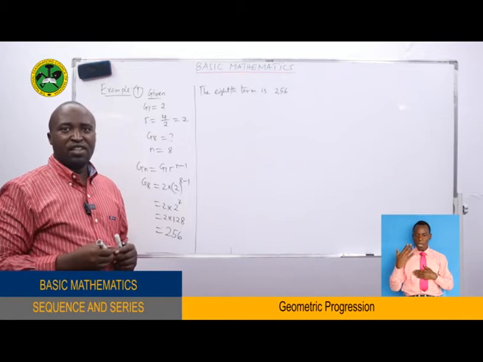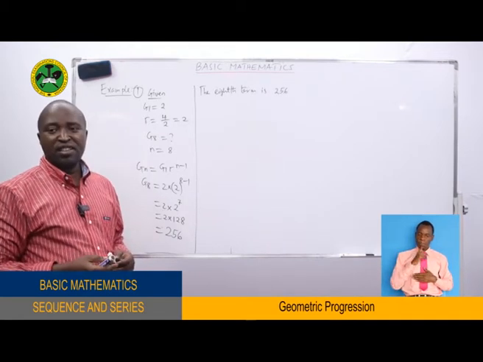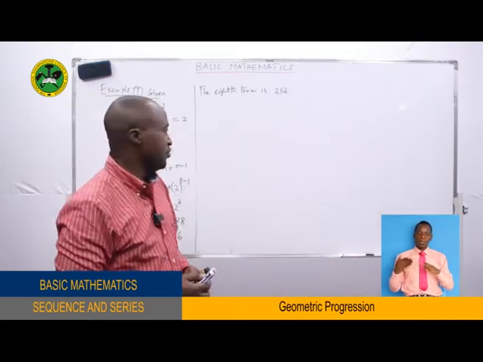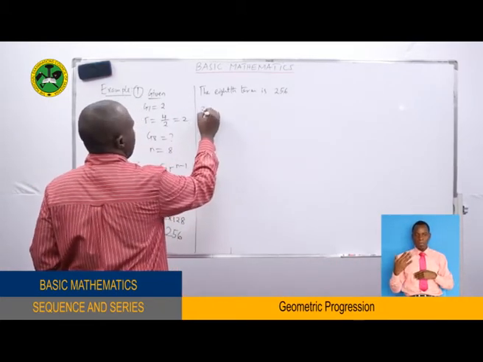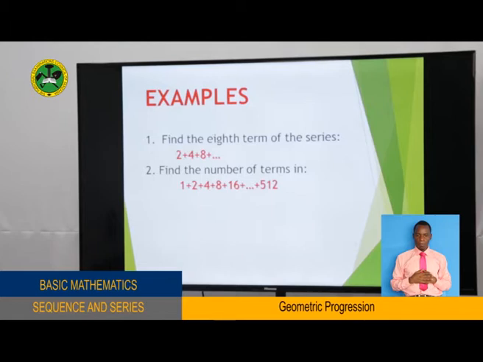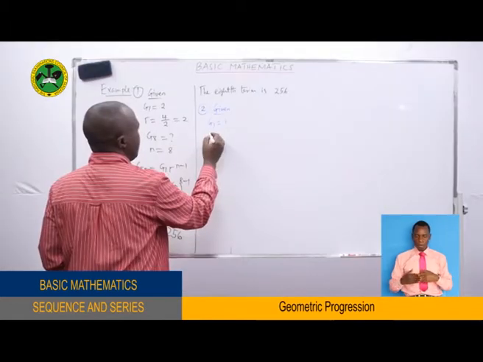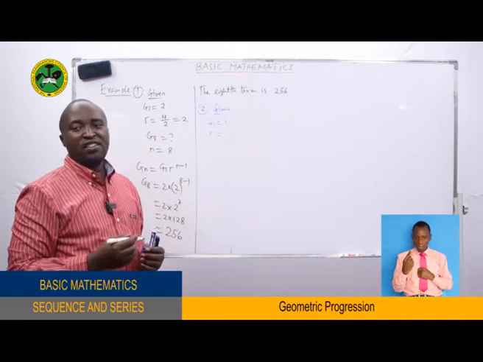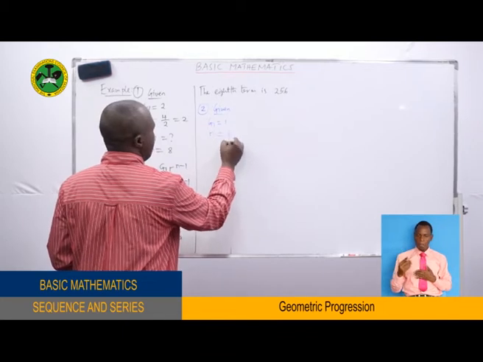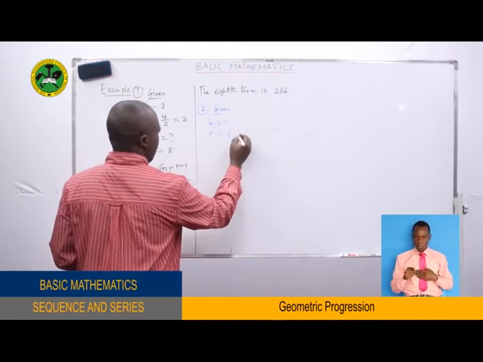So students, I hope we are together. Let us proceed with the second example. This time we are supposed to find the number of terms in the series, that is 1 plus 2 plus 4 up to 512. So the second question, now given, we have the first term, which is equal to 1, and I'm sure you know how to find the common ratio. That is, we take the second term, divide by the first term. In this case, we have 2.